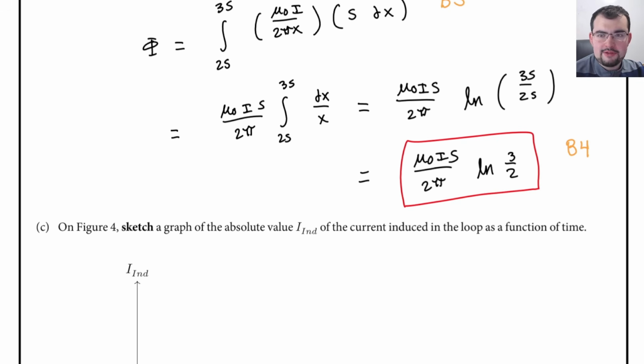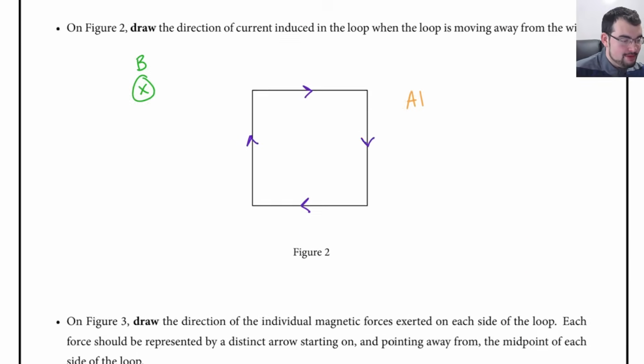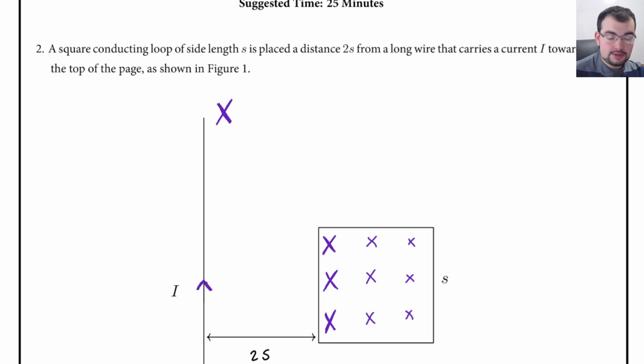You could obviously have left it unsimplified. Like if you wrote this as ln of 3s minus ln of 2s, that's fine. It's not simplest form, but it works. All right, now we go to sketch a graph of the induced current in the loop as a function of time. Because now what's happening is this loop is being launched.